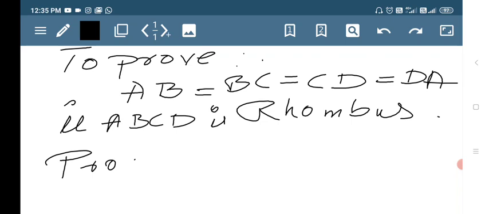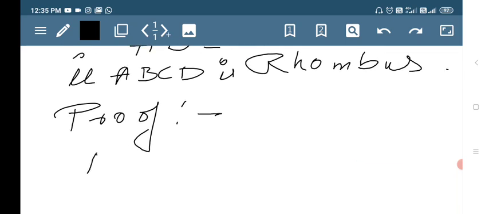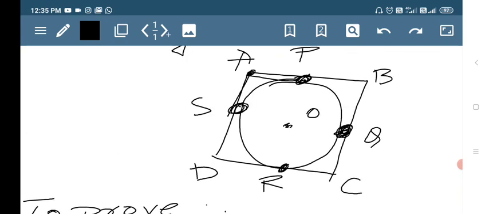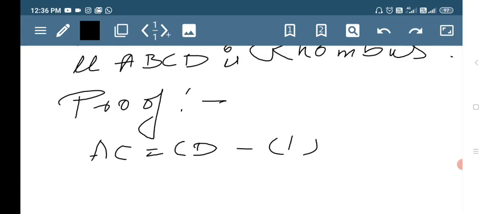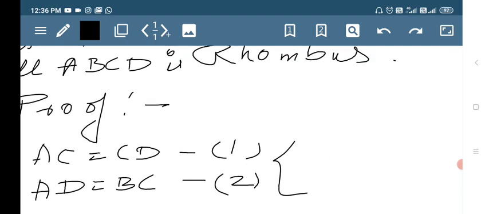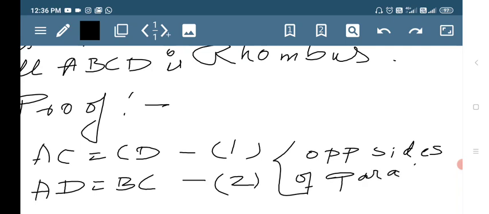So let us start the proof. Before going to that, we will write that AB is equal to CD. Let this be equation 1. AB is equal to CD and AD is equal to BC. I am taking these two. Why? Write the reason: opposite sides of a parallelogram.